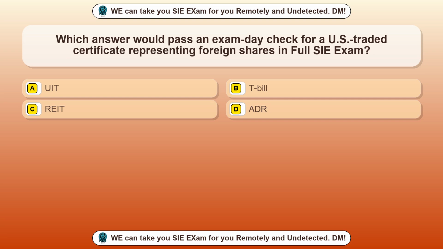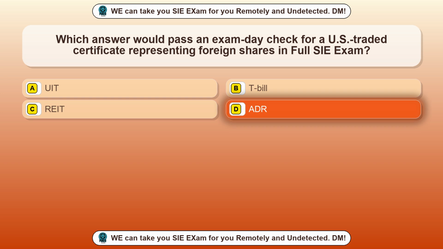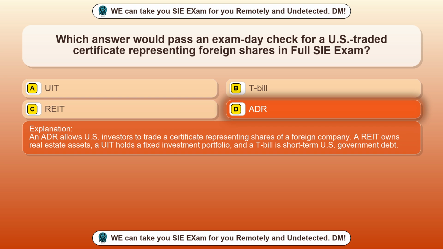Question 1. Which answer would pass an exam day check for a U.S. traded certificate representing foreign shares in the full SIE exam? Option A, UIT. Option B, T-bill. Option C, REIT. Option D, ADR. The correct answer is Option D, ADR. An ADR allows U.S. investors to trade a certificate representing shares of a foreign company. A REIT owns real estate assets, a UIT holds a fixed investment portfolio, and a T-bill is short-term U.S.